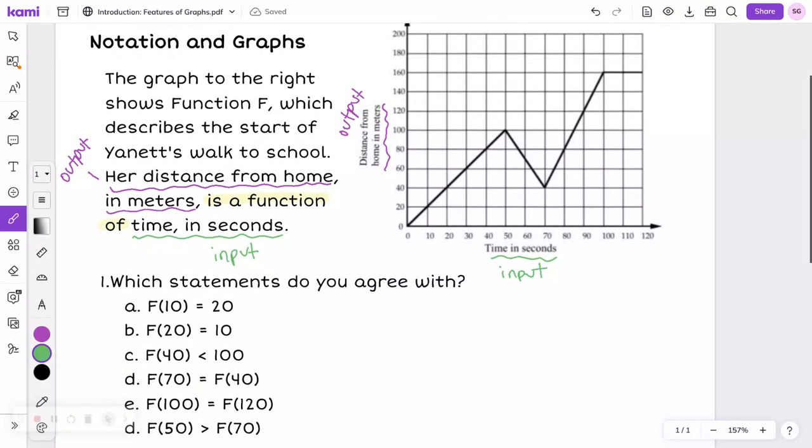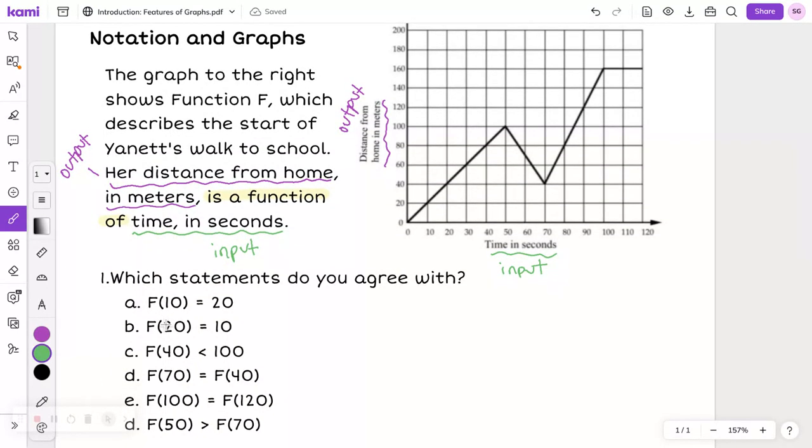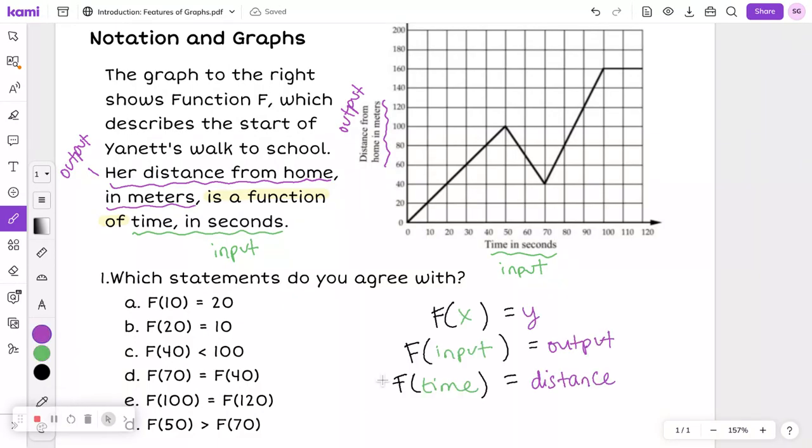This first part, using this graph on the screen, we've got these statements over here, and we are looking for which statements do we agree with. You've seen this in a couple past lessons and assignments, so I would also encourage you, pause the video and try to do this one now. I went ahead and put some things on the screen that might be helpful for us.